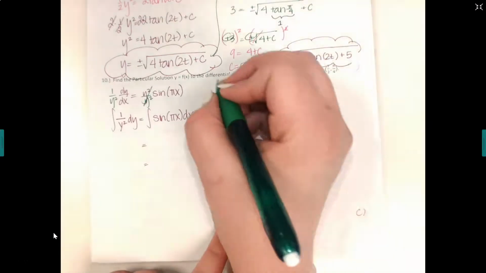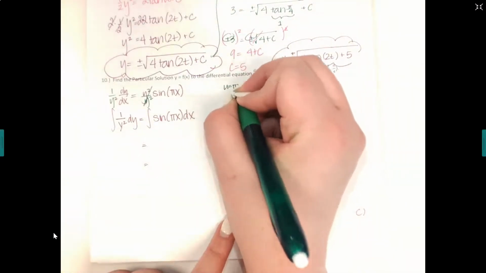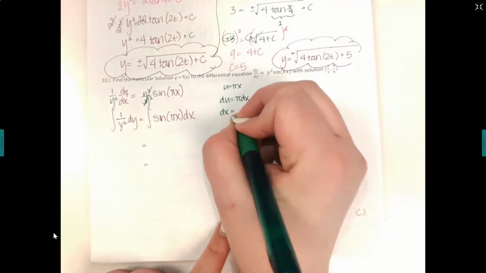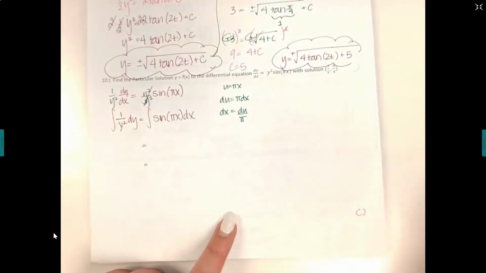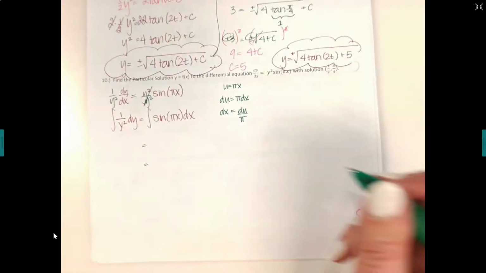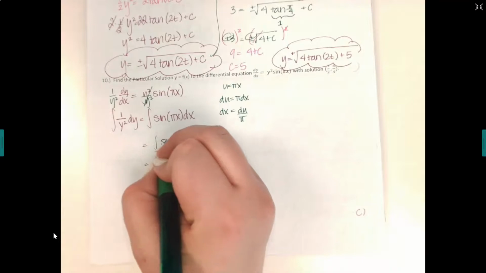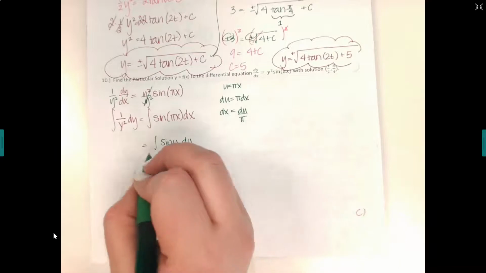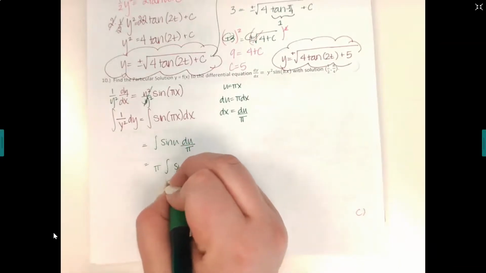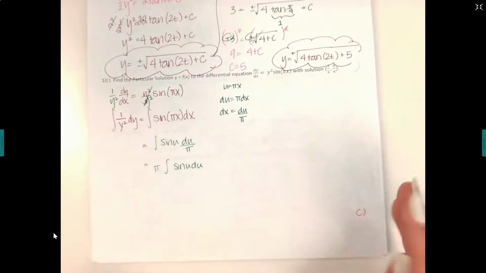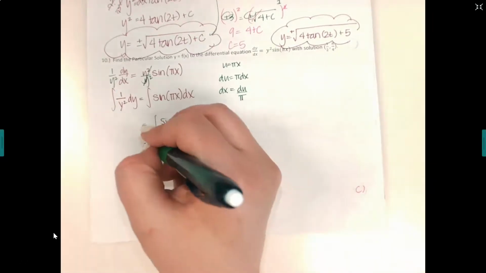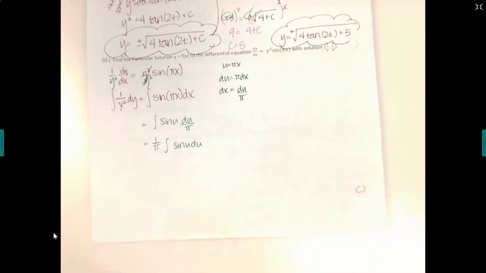So your u should have been pi x, which means your du should have been pi dx, which means that dx should have been du over pi. Okay, then your integral is going to be sine u du over pi, and then I can pull the pi to the front and just integrate sine u du. Right or wrong so far? One thing wrong, what is it? The 1. Okay, it should be a 1 over pi. If pi was on the bottom, when you move it out, make sure you keep it on the bottom. Then what's the integral of sine?